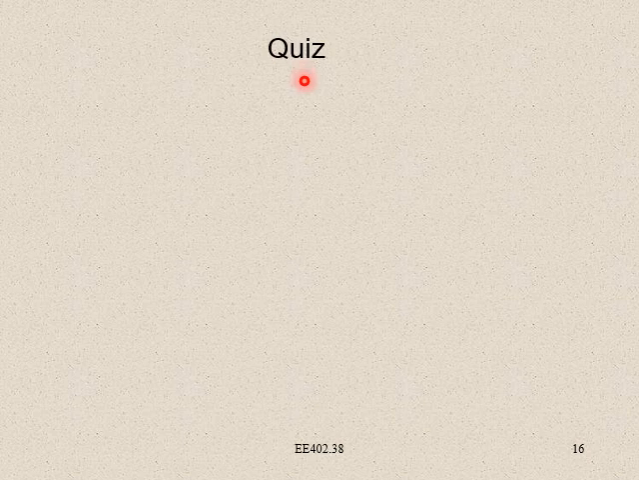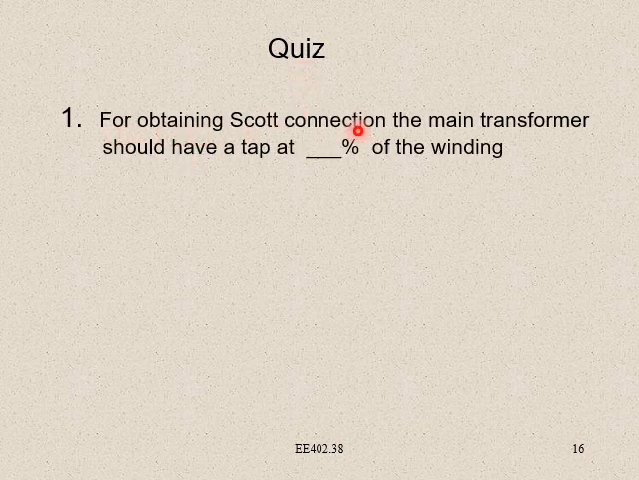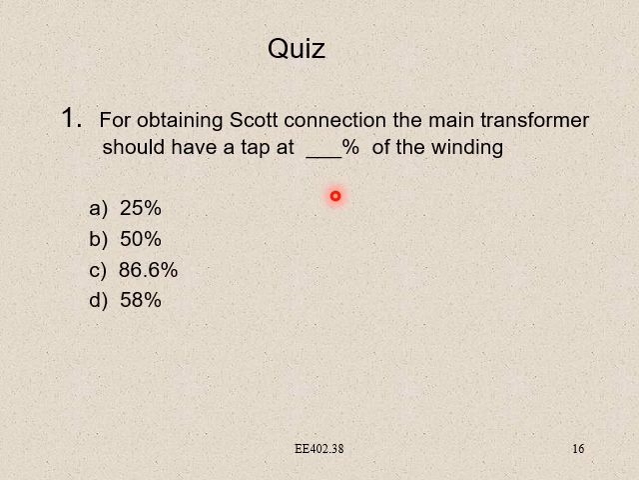So let us see a small quiz. For obtaining Scott connection, the main transformer should have a tap of dash percent of the windings. Let us think for a while and guess the answer correctly. The main transformer should have a tap of 25% or 50% or 86.6% or 58% of the winding. I hope it is 86.6%. Let us see.